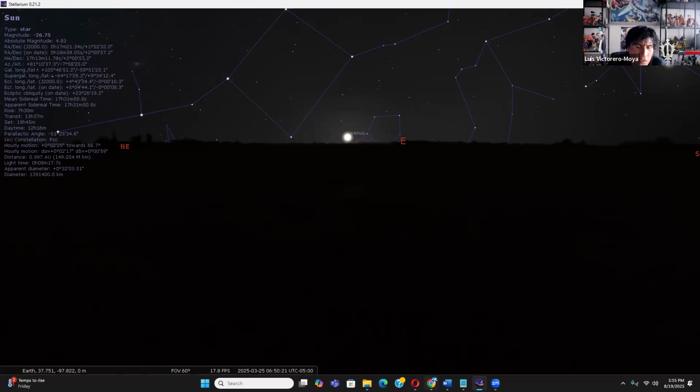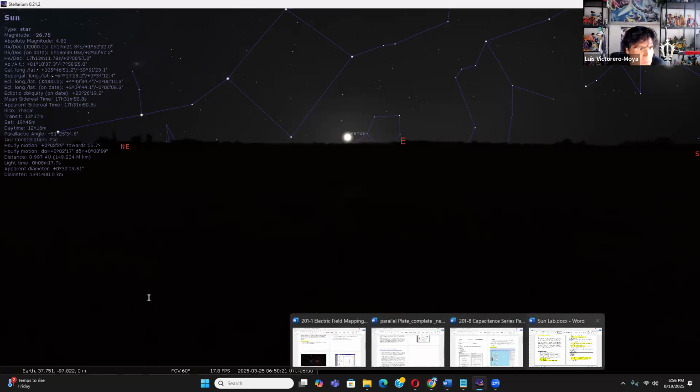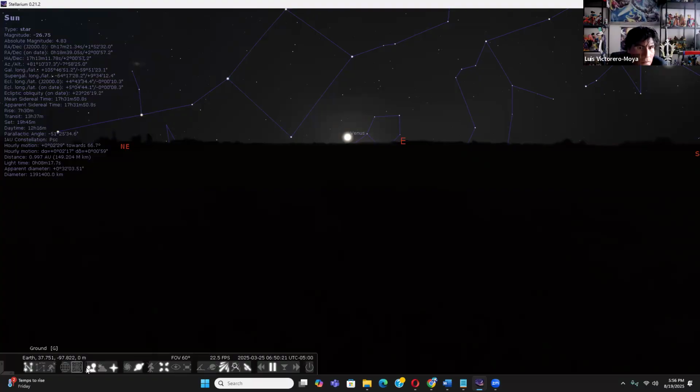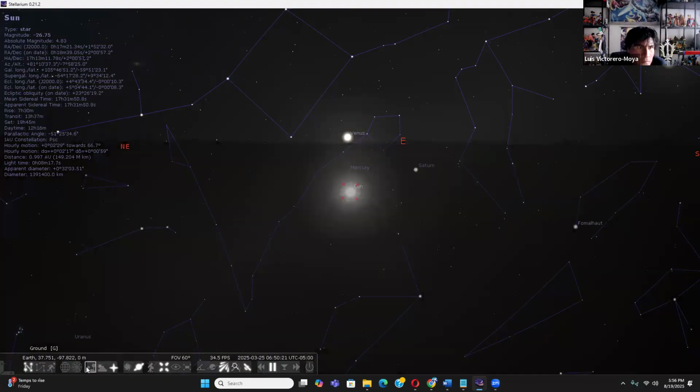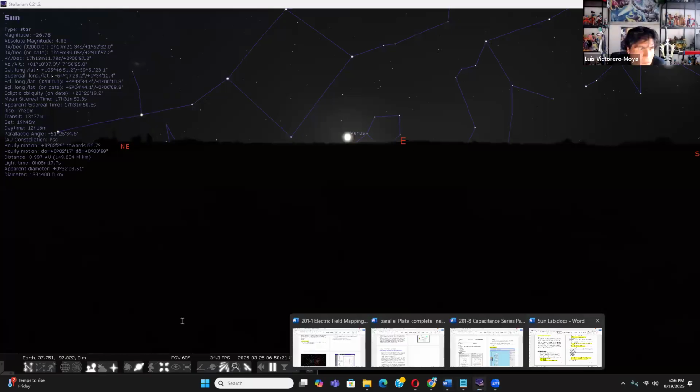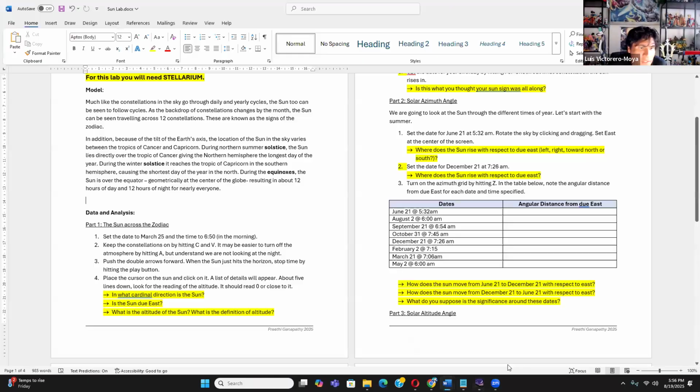So in what position? Basically on the east, right? Is the sun due east? Technically, yes, right? Maybe not exactly due east, but northeast, east. What is the altitude of the sun?